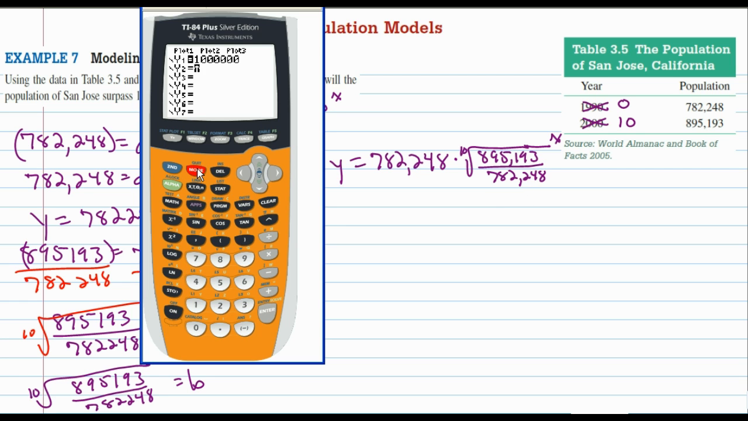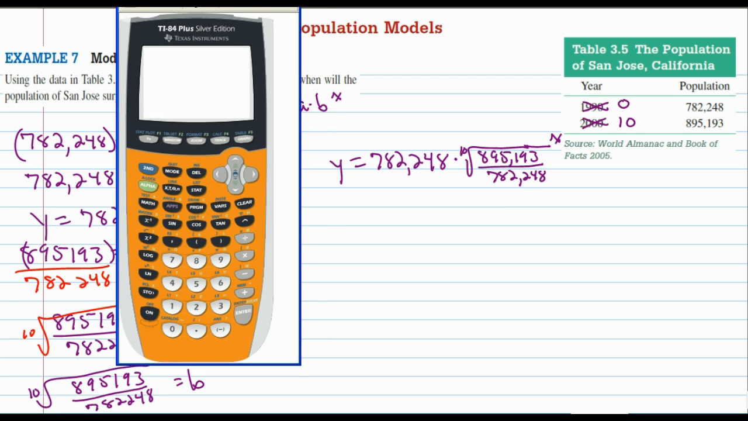So I'm actually going to go to my main screen. I'm going to put in the number 10. And then I'm going to go to Math. And that number 5 has a little x in the root. So if I hit 5, the x takes on the value of number 10. So now I have the 10th root. And now I can type in my fraction.